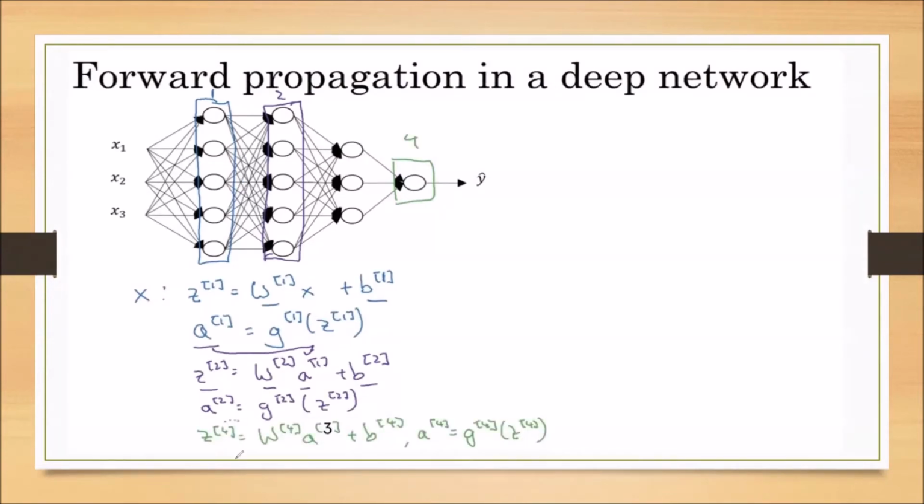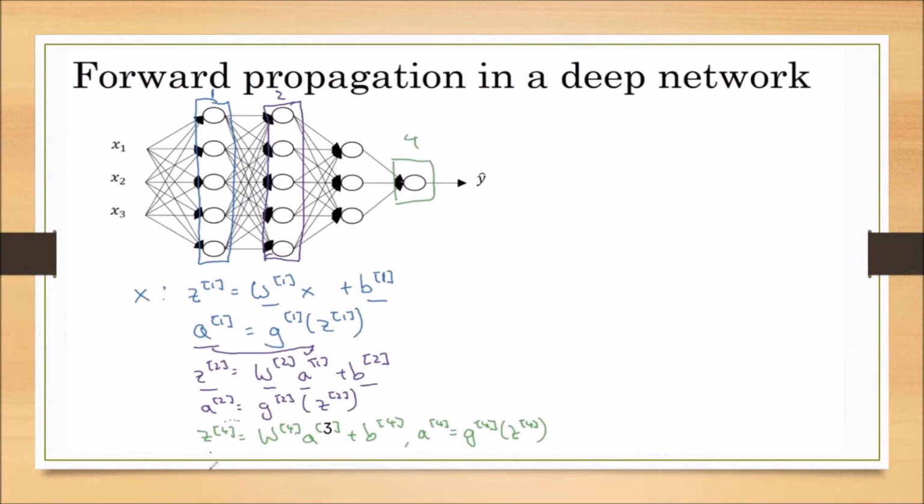Now, similarly, we can calculate the Z3. So if we are finding the final layer Z4, when I am taking the W4, the W4 matrix size is 1 by 3. And A3: how many activation units are there in the third layer? 3 activation units, so it is a 3 by 1 matrix. So the result is a 1 by 1 matrix. And B4 is a 1 by 1 matrix. So Z4 is nothing but a 1 by 1 matrix.